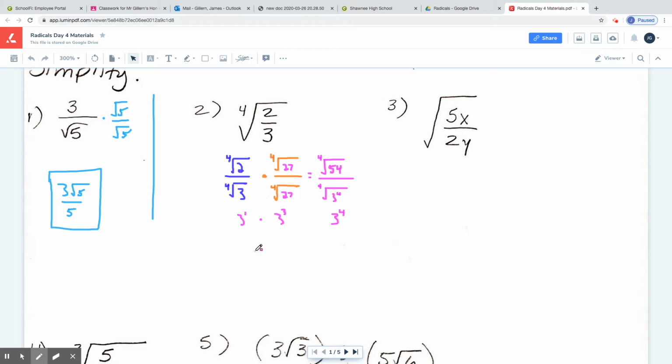And now the fourth root of 3 to the fourth is just 3. So it is the fourth root of 54 over 3. And there's my answer. All right, so our goal is to figure out, what can I multiply the bottom by to give me a perfect fourth, or if this was a cube root, perfect cube, or perfect fifth, or whatever it may be.